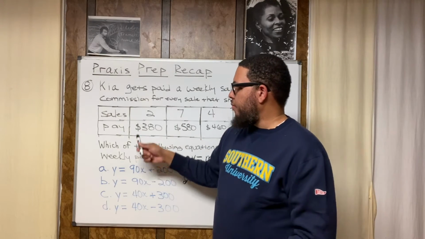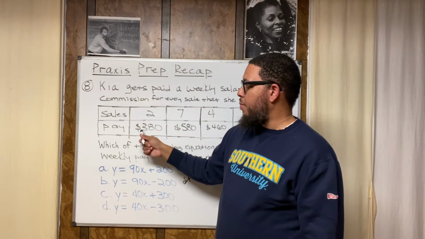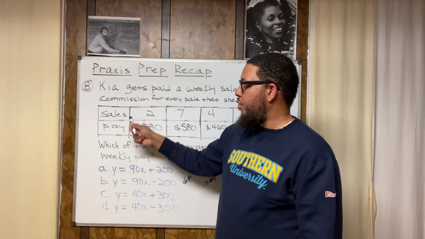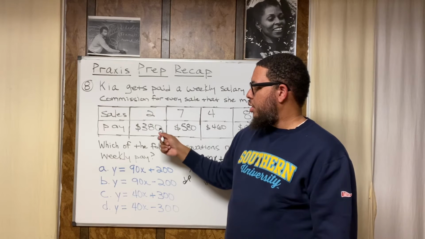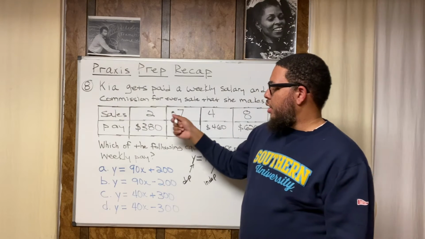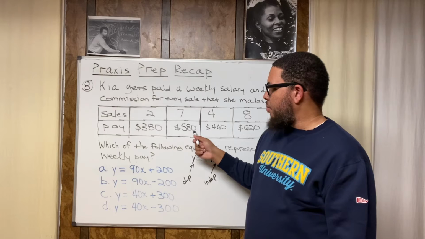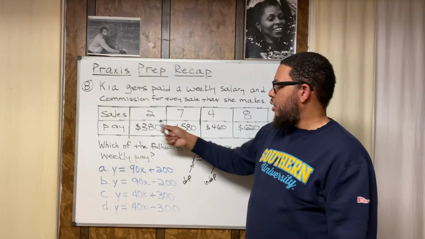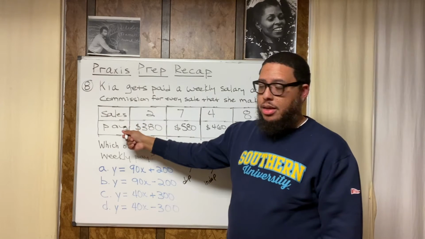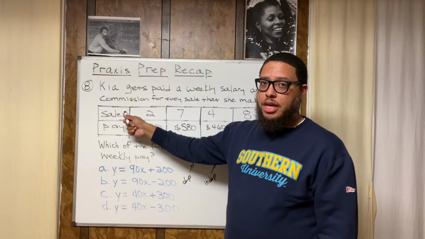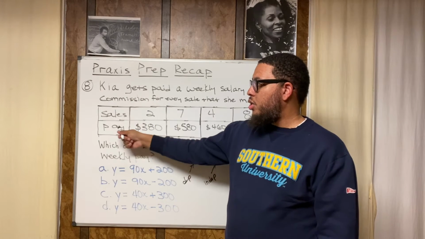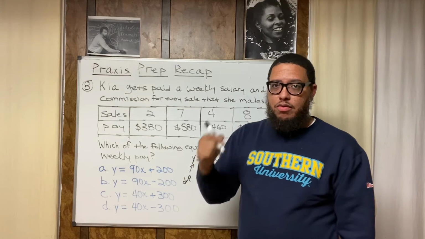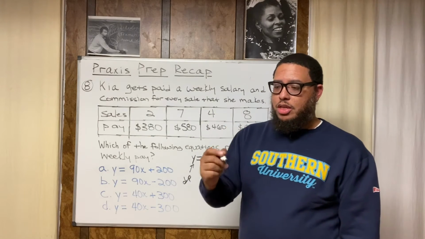We know that her paycheck, or the payment amount she gets, is going to depend on the number of sales, right? So if she makes 2 sales, her pay is going to be $380. If she makes more sales, notice how her pay goes up, right? So her pay is dependent on the amount of sales. So her pay is the dependent variable.